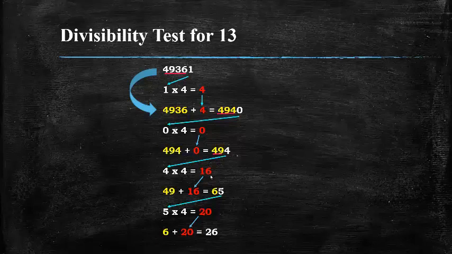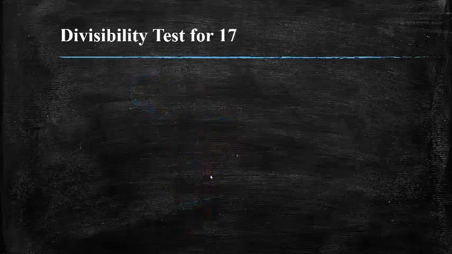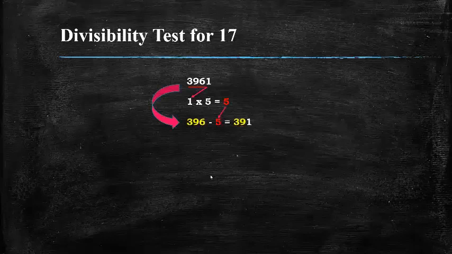Right. So next I'm going to see the divisibility test for 17. So for 17, let's say for example, I have a value that is 3961. I need to check whether this number is divisible by 17. So I'm going to take the unit digit 1. 1 is multiplied by the value that is 5, and it will be subtracted from the remaining digits, that is 396. So 396 minus 5 will give me a value of 391.